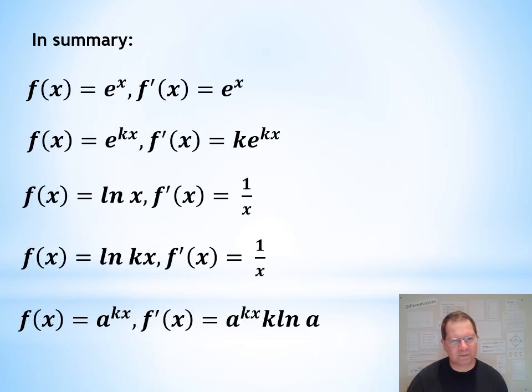So in summary, if f of x equals e to the x, then so does f dash x. And if f of x equals e to the kx, then f dash x equals k e to the kx. If f of x equals ln x, then f dash x equals 1 over x. And so it also does if f of x equals ln kx, because ln kx can be written as ln k plus ln x. And when we differentiate a constant like ln k, we get 0 anyway, so we get the same result. And then finally, if f of x equals a to the kx, then f dash x equals a to the kx k ln a.